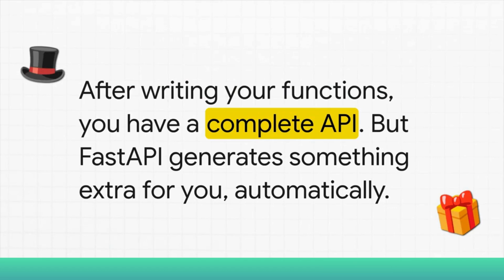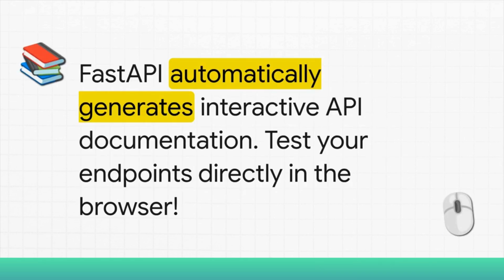So we write a little Python function for each of these operations, we stick the right decorator on top, and boom, we have a fully working CRUD API. But this is where FastAPI pulls a rabbit out of its hat. Based on everything we've already written, our URL paths and our Pydantic models, it generates something truly amazing. This. You get this beautiful interactive documentation page completely for free.